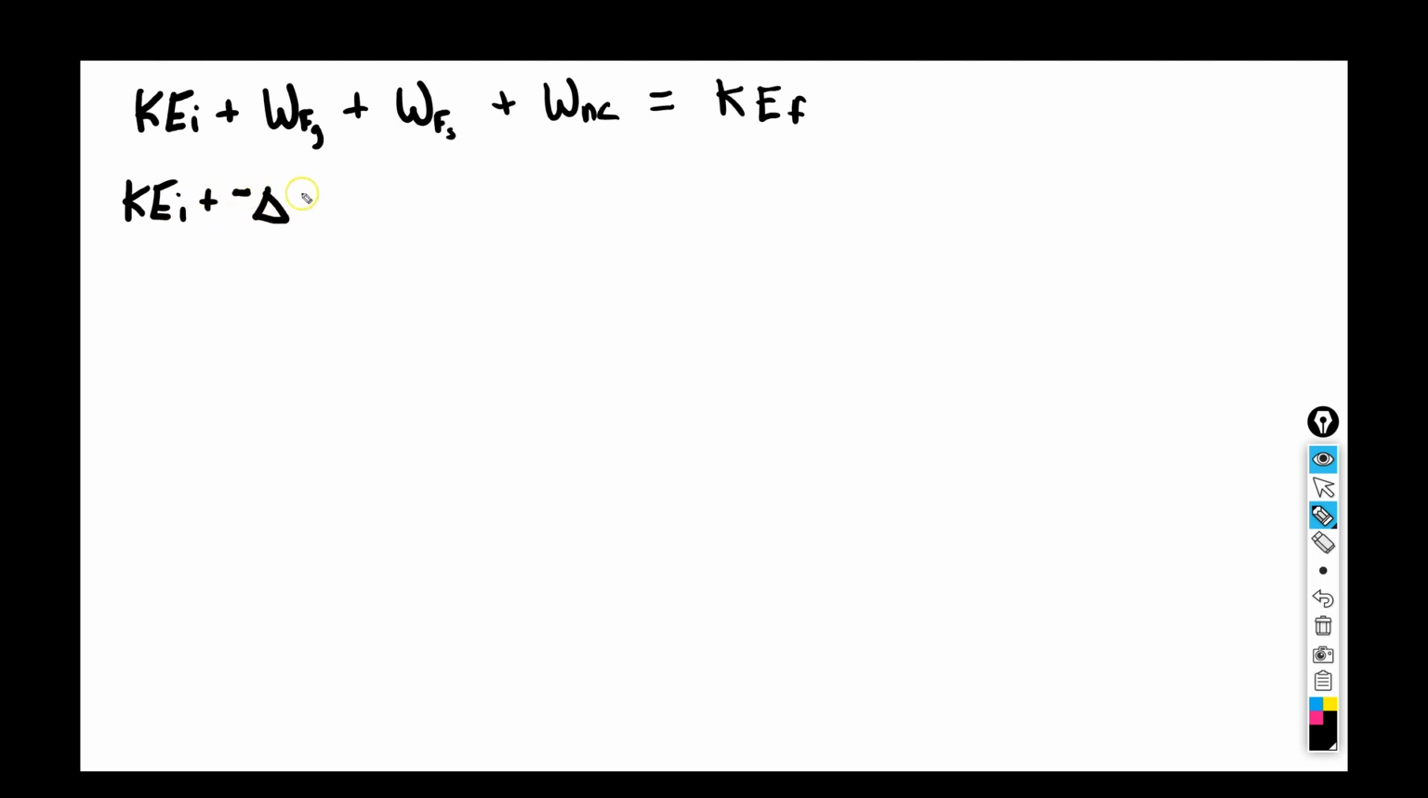the initial kinetic energy plus the work done by the force due to gravity plus the work done by the spring force plus any non-conservative work done equals the final kinetic energy. But the work done by the force due to gravity is equal to the negative change in the potential energy due to gravity plus the work done by the spring force equals the negative change in the potential energy stored in the spring. And then we have the work done by the non-conservative forces, and all that added up equals the final kinetic energy.